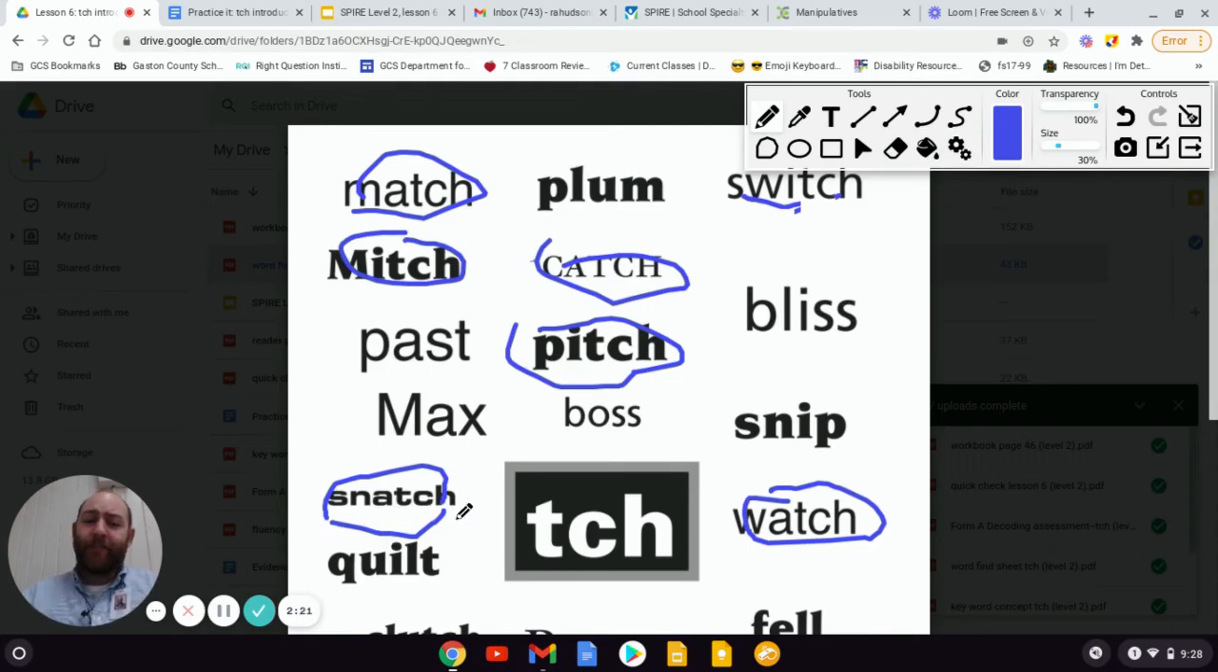Snatch. We even use this word in baseball sometimes. Like I was a first baseman, I would snatch the ball out of the air. All right. Oh, I caught myself there. All right. This is not pronounced "watch." Can't believe I did that.